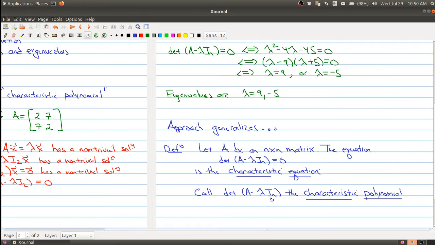So we're going to pause here, and then I'm going to give some more examples of finding the eigenvalues, looking for the characteristic equation and the characteristic polynomial. And I'll make it explicit where the eigenvalues are.